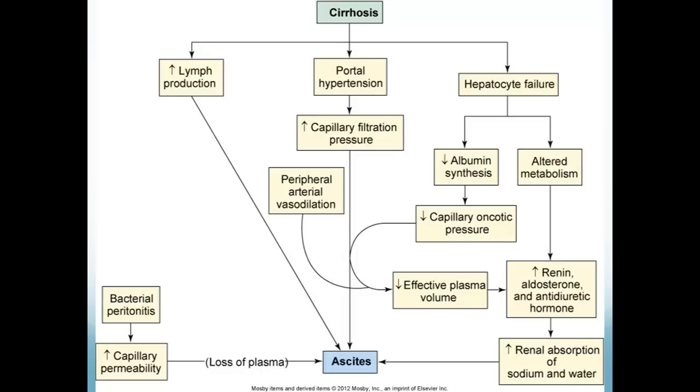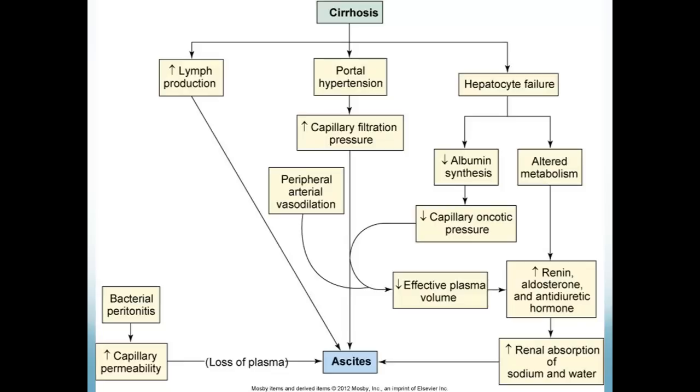Now this very busy diagram is illustrating what happens when the patient has cirrhosis. Cirrhosis is damage to the liver. So let's go down the middle here and look at the portal hypertension part. Portal hypertension, that increase in pressure in the abdominal veins, is going to cause an increase in capillary filtration pressure, and that causes ascites. Well, there are other things that contribute to the ascites too. Cirrhosis also causes an increase in lymph production, which adds to the ascites. More lymphatic production, more fluid in the lymphatic system, less fluid draining off from the abdomen.